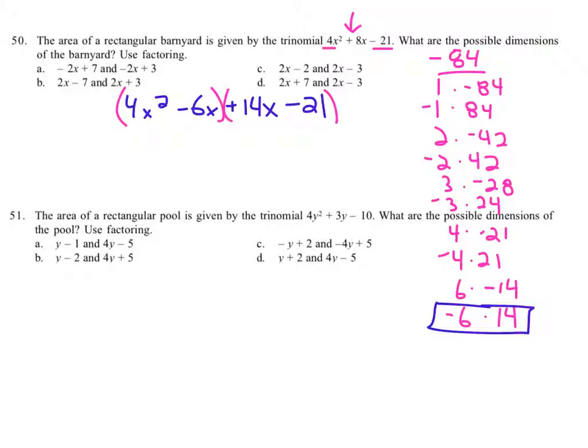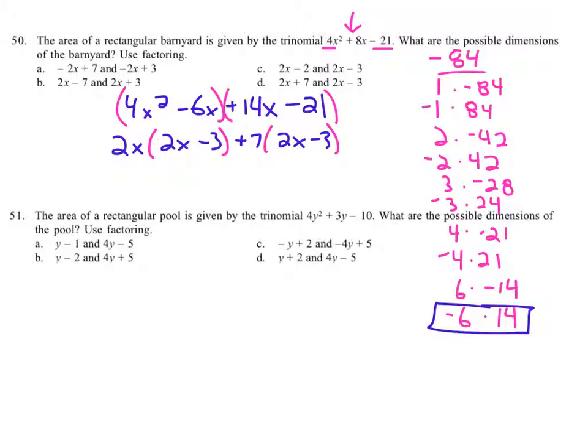Say, what can we factor out? Well, what can we factor out of 4x squared minus 6x? We can factor out a 2 and an x, and we are left with 2x minus 3, since negative 6x divided by 2x is negative 3. And then what can we factor out of 14x minus 21? We can factor a 7 out, and we're left with 2x minus 3. And that's good because we got the same thing inside twice.